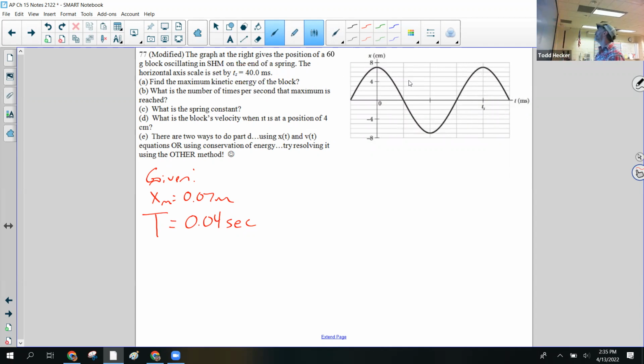All right, so that's what we know. And then A says to find the maximum kinetic energy of the block. There's a bunch of ways you can do this. Probably the first thing we want to do is come up with an expression for this thing. First of all, I notice it starts at a maximum, which means that it's going to be a cosine graph. So my position at time t is x max times the cosine of omega t, right? So I've got to figure out what omega is.